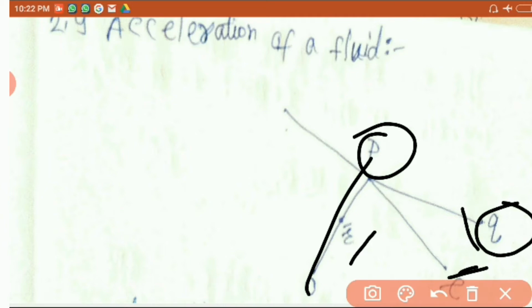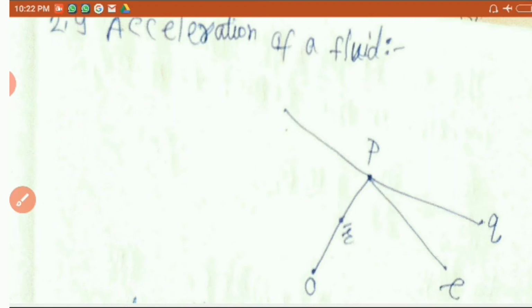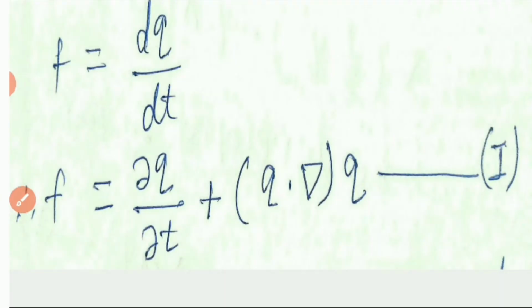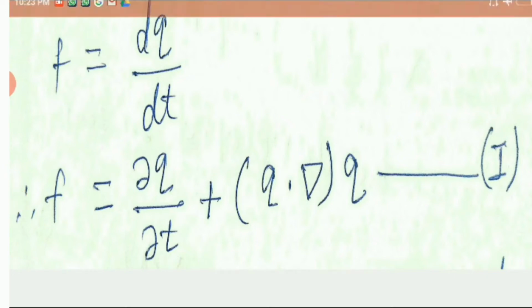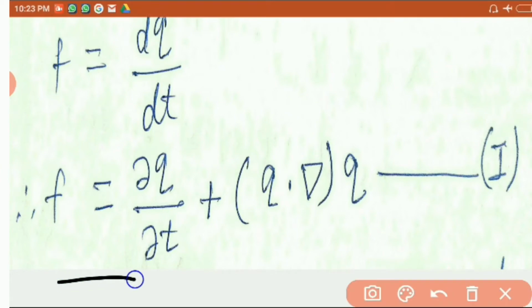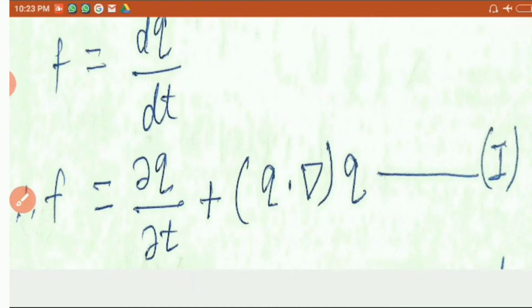Then the acceleration F at a point P is F equal to dq by dt, and therefore this F is equal to dou q by dou t plus q dot del into q. Suppose this is equation first.